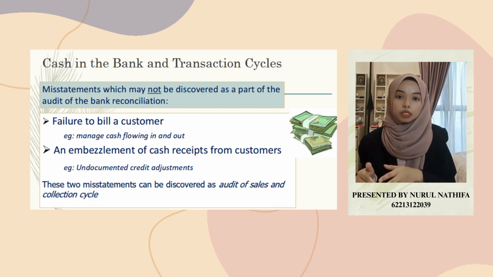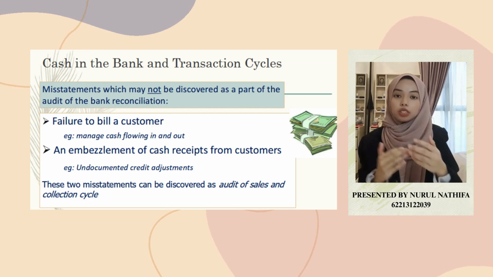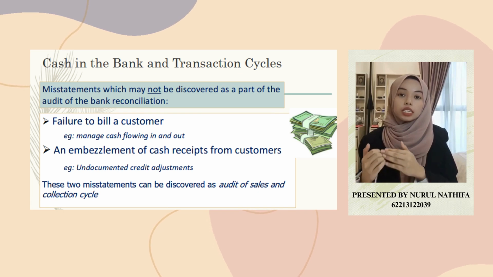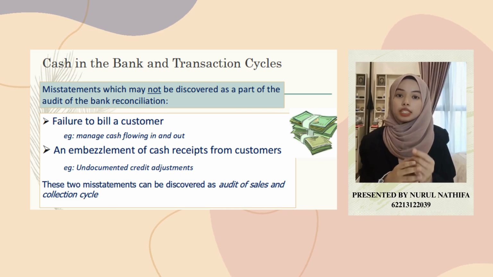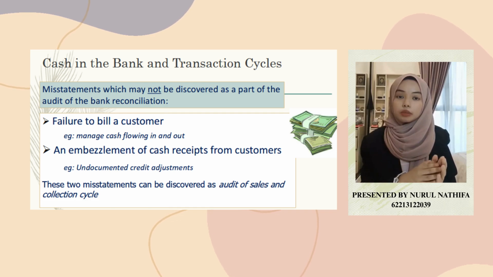Failure to bill a customer. Sometimes a company forgets to send an invoice to a customer. If we don't bill them, we don't get paid. Since no money was expected, it won't show as missing in the bank reconciliation. But this mistake can be found when we look closely at the sales records and see that a sale happened, but no invoice was sent.